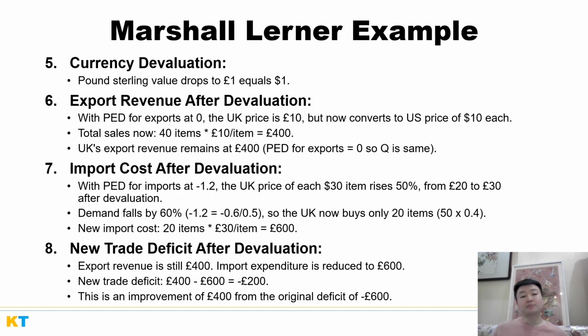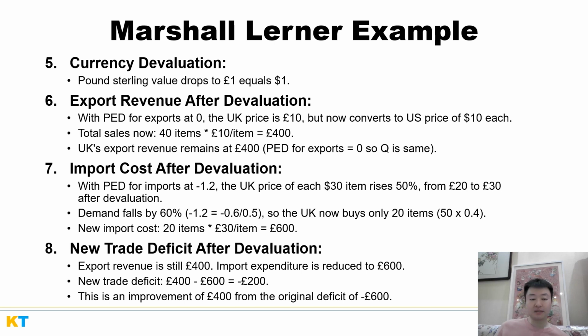And so let's pretend now the currency devalues. The pound sterling value drops, and now the two currencies are equal. £1 is equal to $1. Well, what's the export revenue after devaluation? Well, let's pretend that the PED for our exports is 0 to keep things simple. The UK price doesn't change, right? It's still £10, but now converts to the US price of $10 because they're now equal. Total sales, because the PED is 0, is still 40 items times £10 per item, is still £400. And so the UK's export revenue remains at £400.